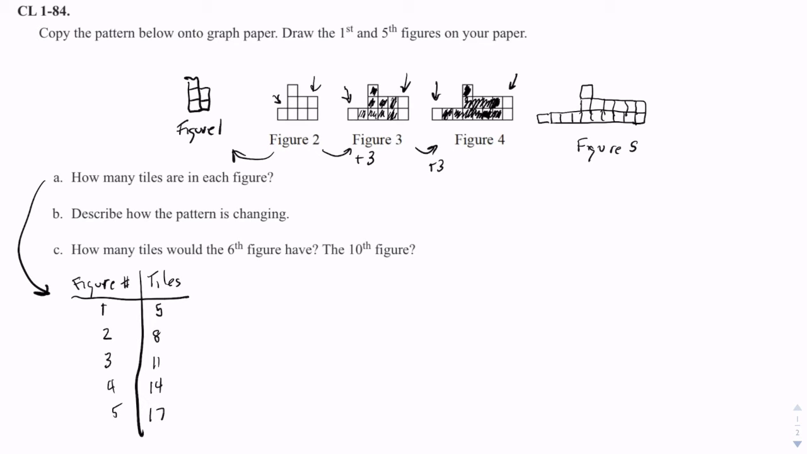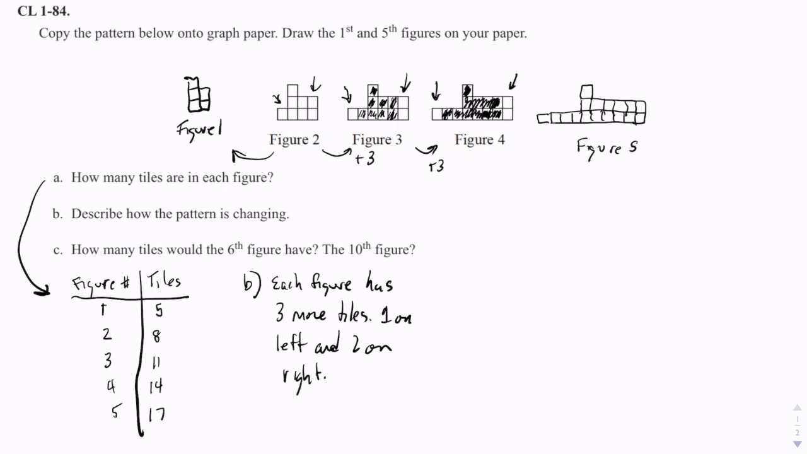For B, it says describe how it's changing. How is it changing? Each figure has 3 more tiles, 1 on left and 2 on right. That's what I would say.